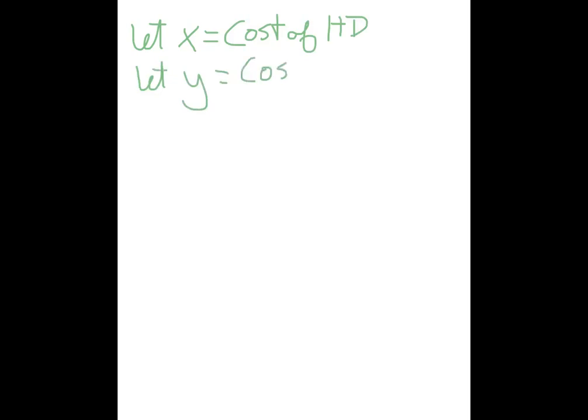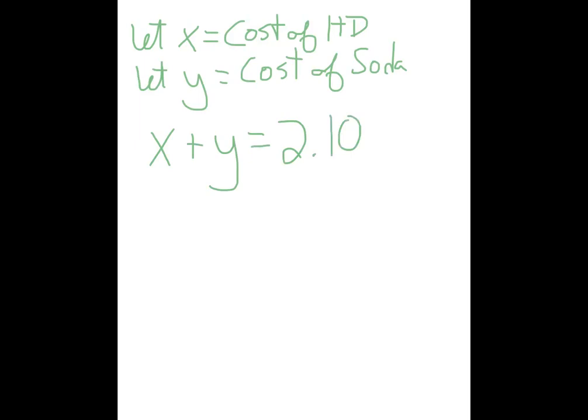Okay, I have no idea what the cost of a soft drink is or a hot dog. So I'm going to pick one of them to be X. So I'll say X is cost of hot dog. And I'll have Y be the cost of soft drink. I'm just going to call it soda. Oh, okay. So we have 2 different scenarios. 1 hot dog, 1 soft drink is $2.10. 1 hot dog plus 1 soft drink equals $2.10. Okay, so there's one of my equations.